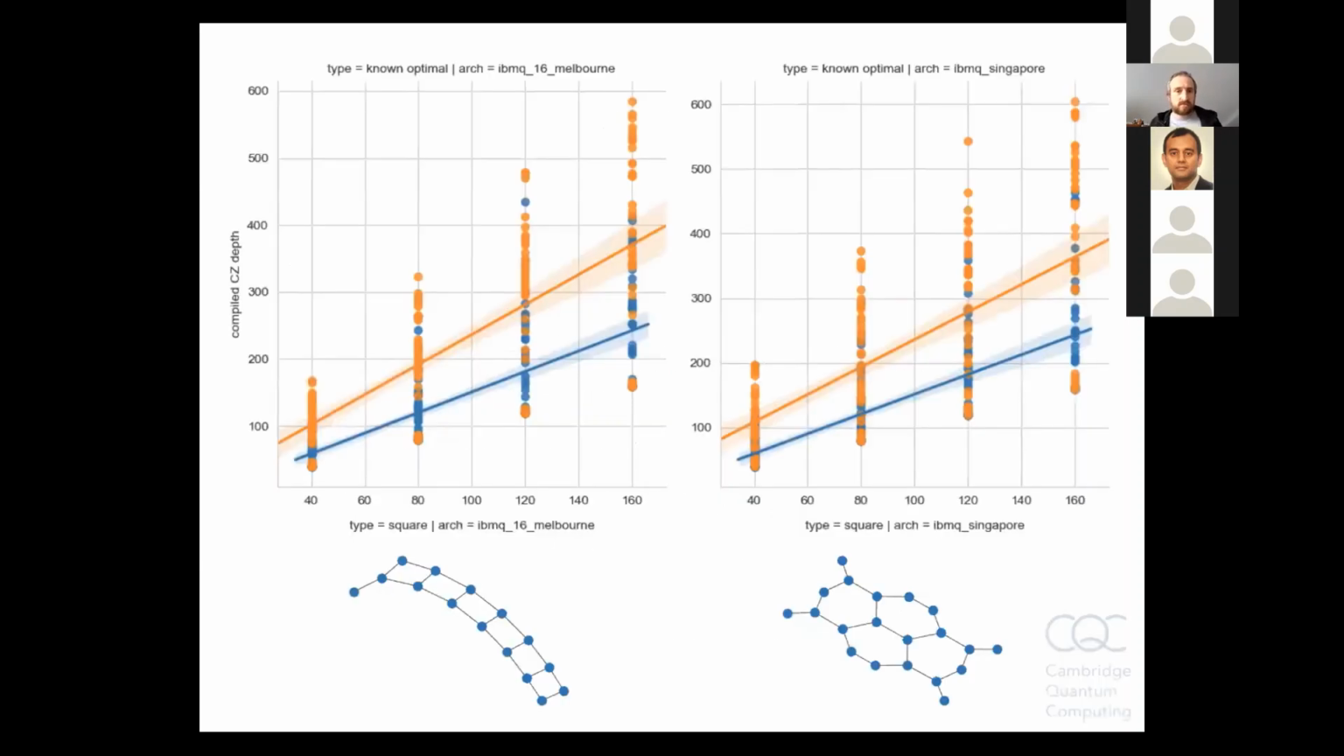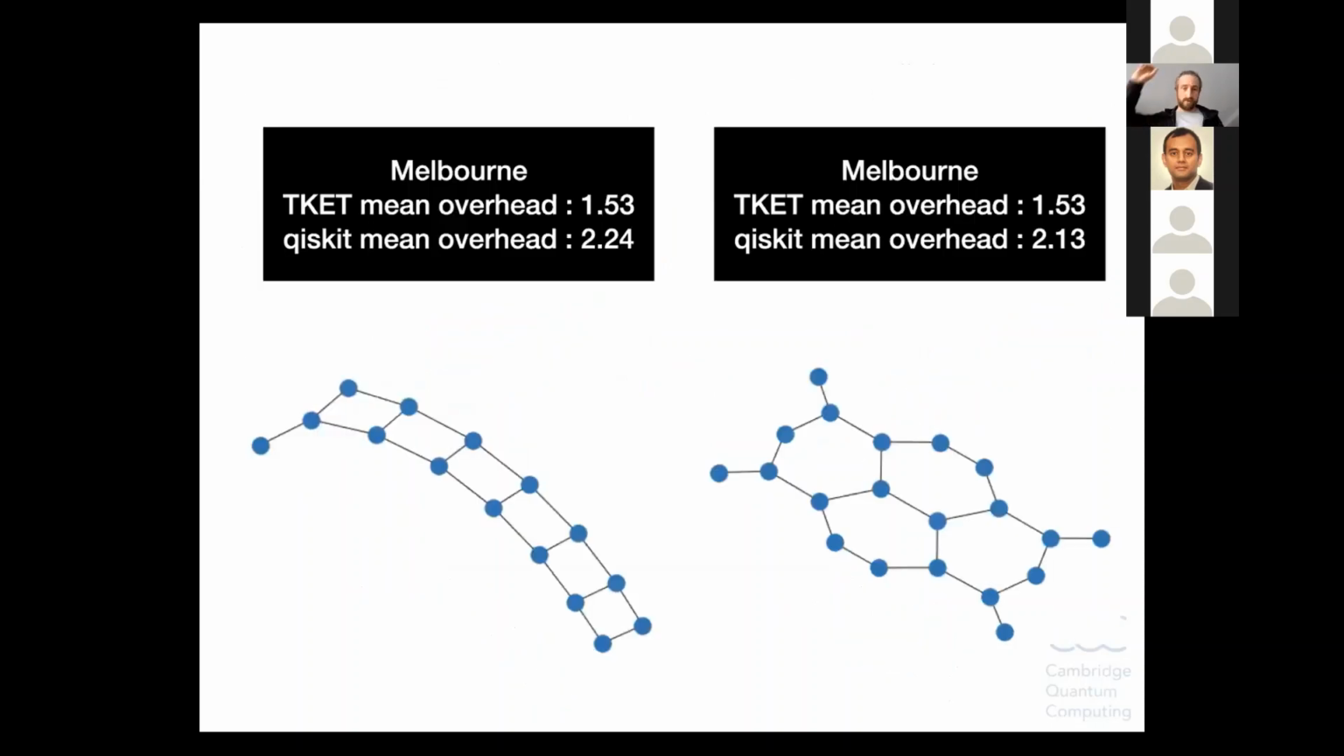And we can compare ourselves to Pytket, which is one of the few systems which also can do this quite well. And you can see that Tket is significantly outperforming Pytket in these examples. And in general, on the Melbourne device, which is 15 qubits on the day we did this test, we're getting an overhead multiplicatively of about 1.5 versus Pytket of 2.24. And similarly for the Singapore architecture.